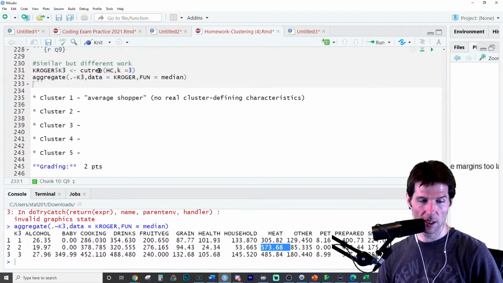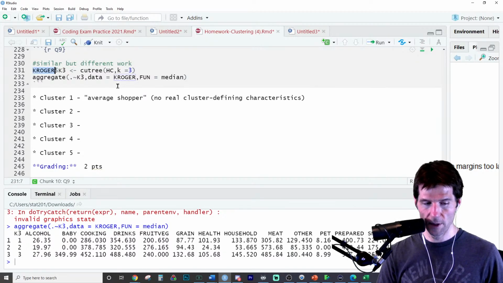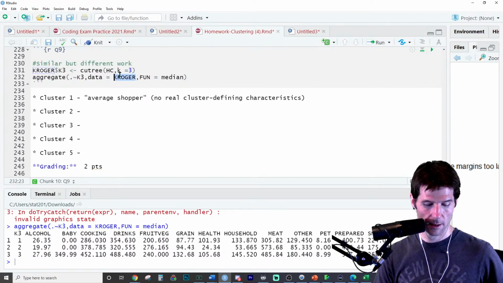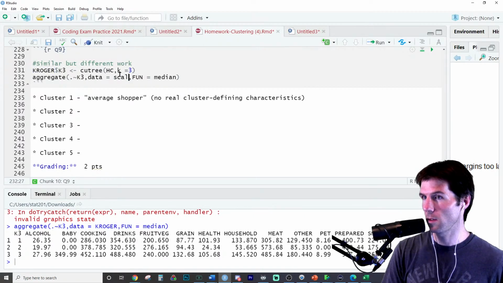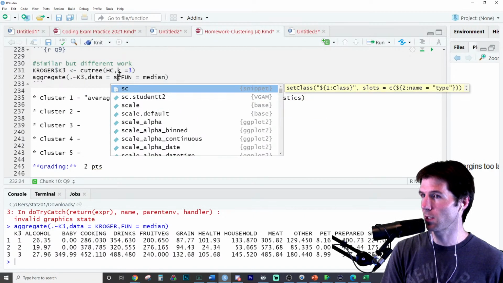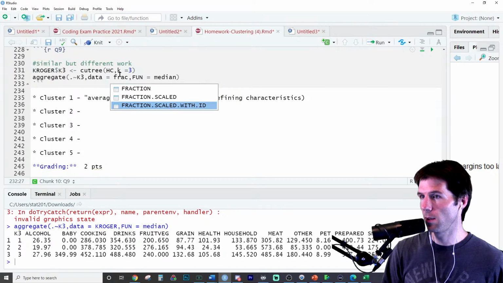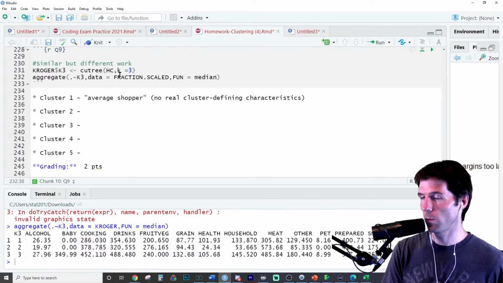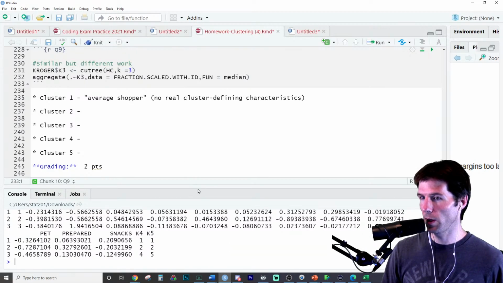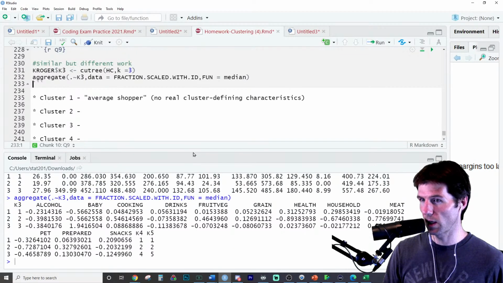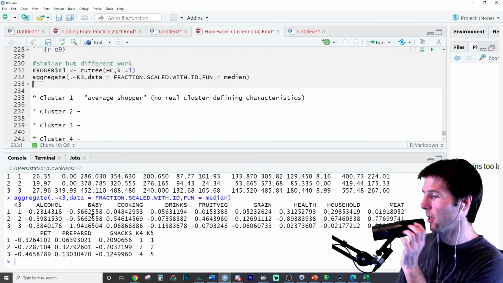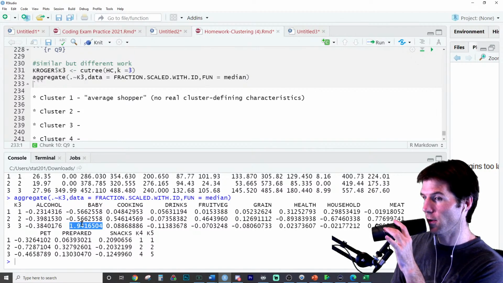Do we have the scaled data set? I'm going to run this on the scaled data. What is it? Scaled. Yours is going to be a little bit different. What is it called? Fraction scaled. So we could look at some fraction scaled with ID. So here we are looking at a different clustering scheme. And yeah, you can see it. They pop right here too. This is definitely the baby cluster again.